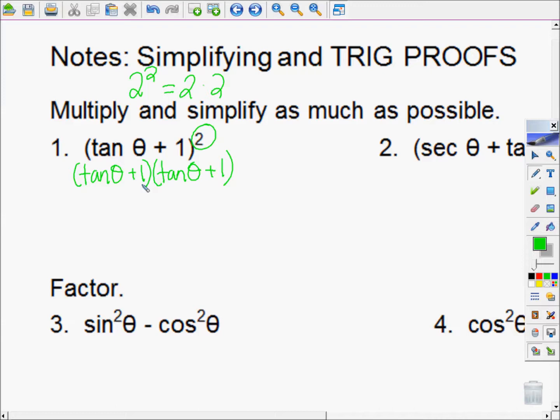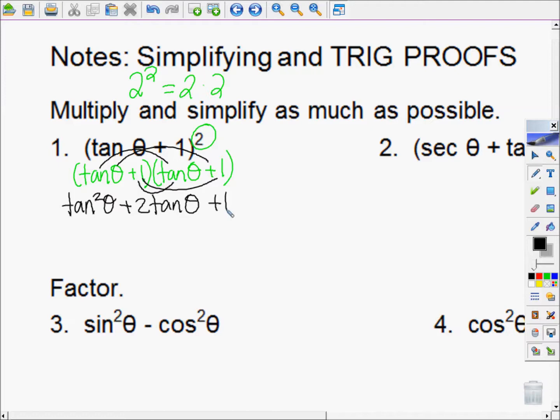You multiply by foiling. So when I foil, tan times tan gives me tan squared theta. Tan theta times 1 plus 1 times tan theta is going to give me 2 tan theta. Your two insides are going to be combined. If I have 1 tan and 1 tan, that makes 2 tan, right? Okay? And then if I have 1 times 1, that's simply 1. So this is what I end up with after I FOIL and combine like terms. Are we all on the same boat still?